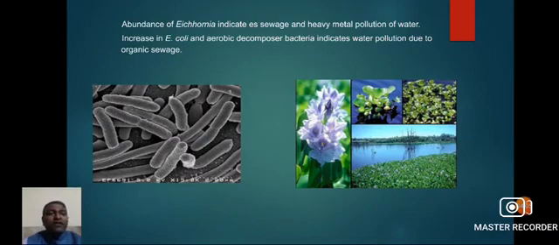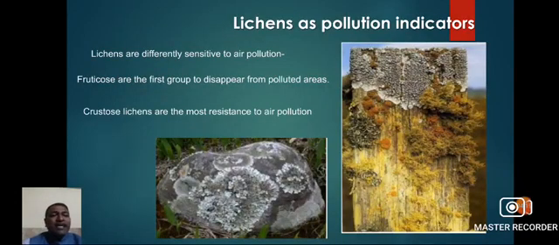Then, abundance of Eichhornia indicates the sewage and heavy metal pollution of the water. Also, there will be an increase in E. coli colonies. Then, lichens can be useful as pollution indicators also.